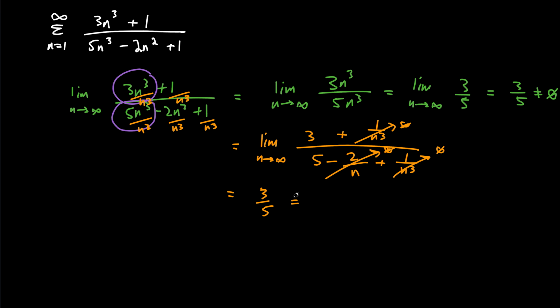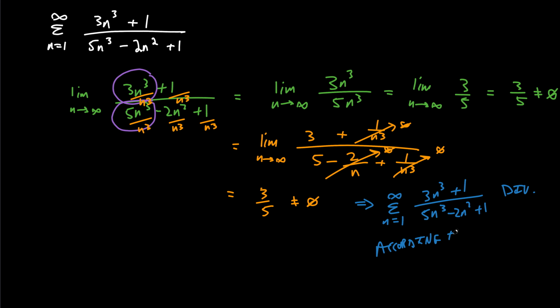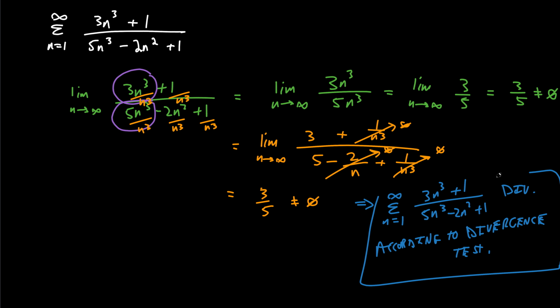So now, since this is not equal to 0, we would go ahead and make our claim that our original series, n equals 1 to infinity of 3n cubed plus 1 over 5n cubed minus 2n squared plus 1, diverges according to the divergence test or the nth term test. However we're calling this in your class, that would be our statement there.